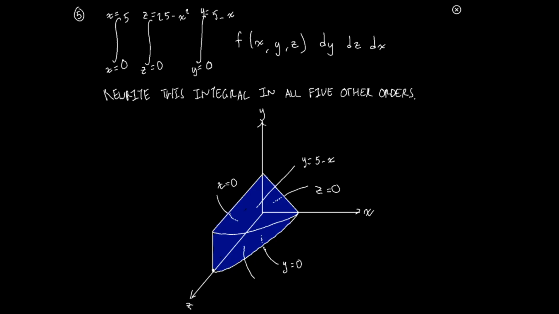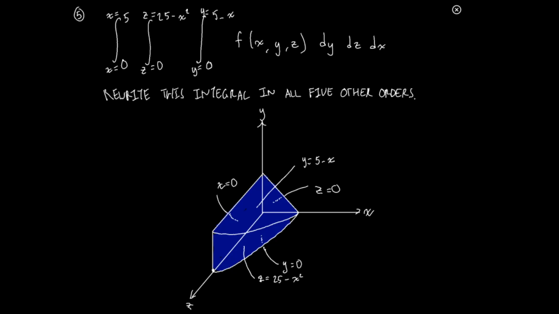This surface on the front side here is, let's see. So it's going to be 1 over x. No, it's going to be z equals 25 minus x squared. And that is all of our faces.